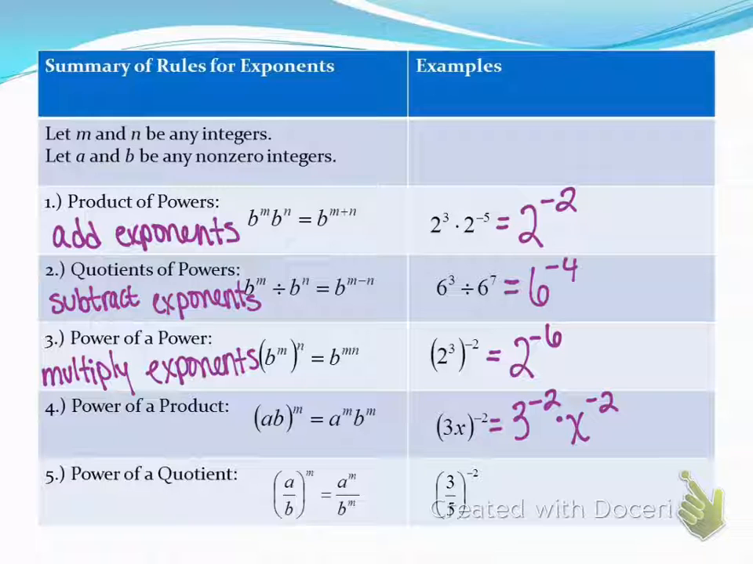All right, power of a quotient is similar. The exponent is given to both the numerator and the denominator. So these ones, it's a little bit easier to see when there's just a single numerator, a single denominator. So our numerator 3 is getting the exponent -2. And the denominator 5 is also getting that -2.